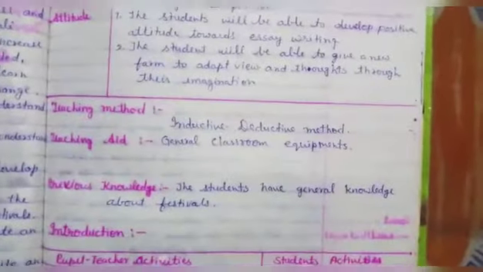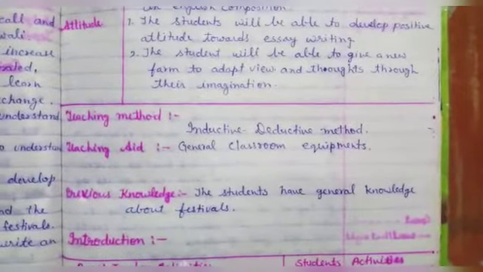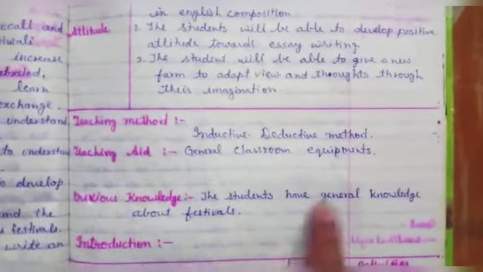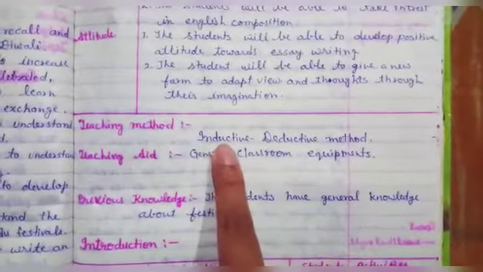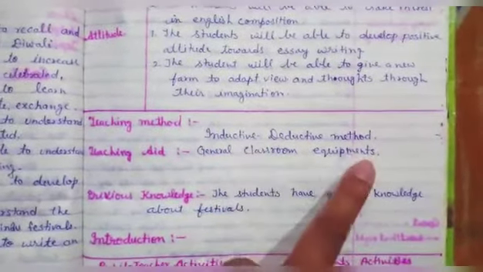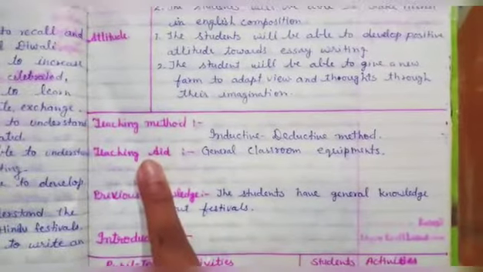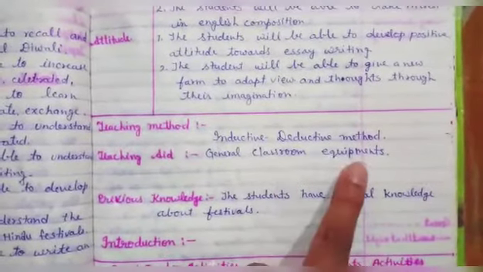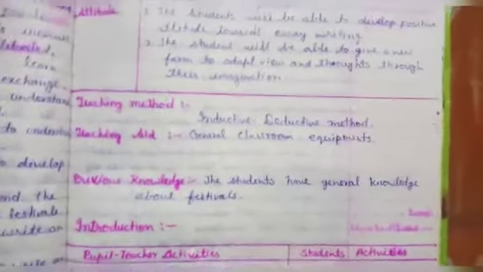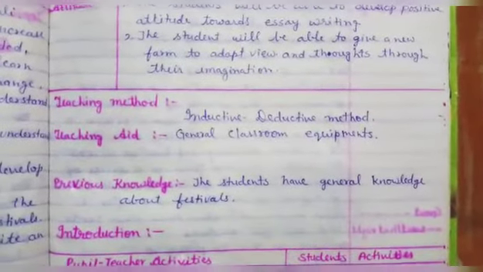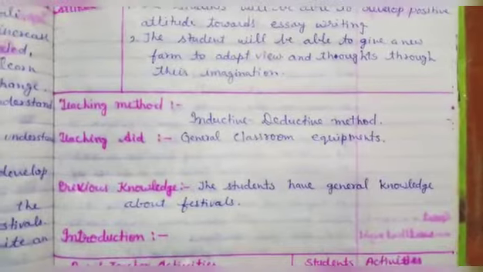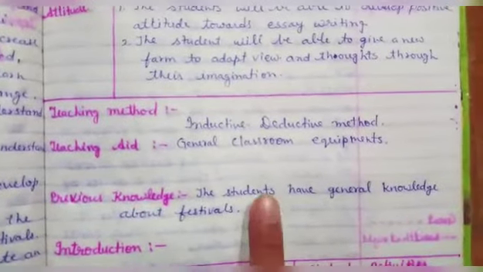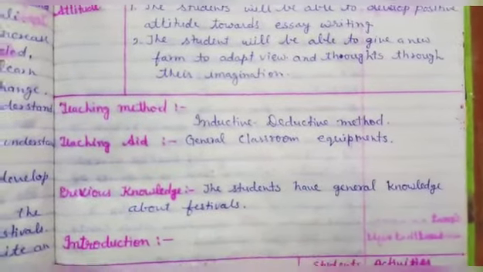Then we have the teaching method. Teaching method is how the pupil teacher will teach the student. The method used by the pupil teacher is called the inductive deductive method. The teaching aids that will be used by the pupil teacher are general classroom equipment and the previous knowledge, which is what the student should already know to better understand our topic for today. That is, the students should have general knowledge about festivals.